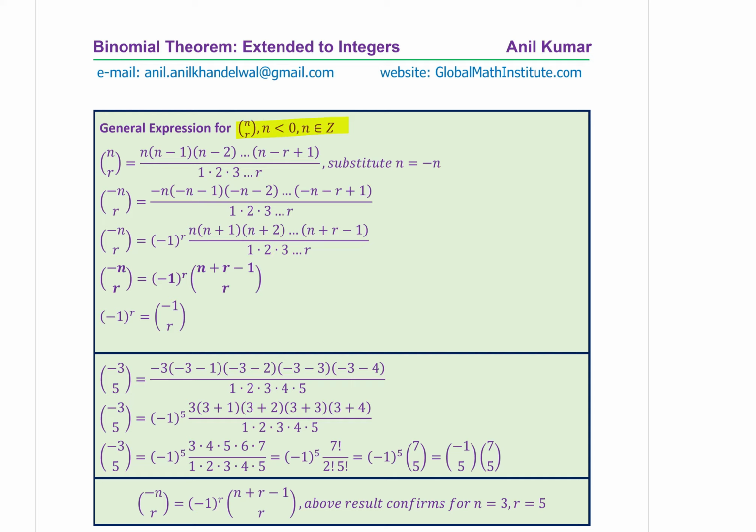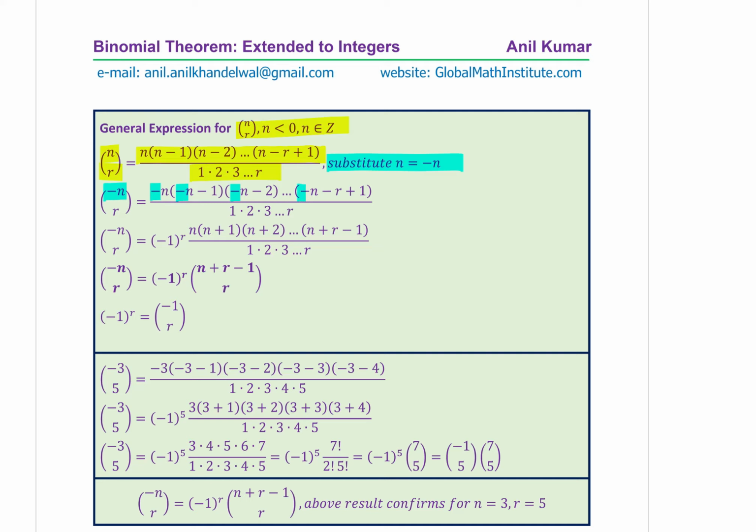So let's summarize. So NCR in general for us is n times n minus 1 times n minus 2 till n minus r plus 1 divided by r factorial, which is 1 times 2 times 3 times r. Correct? That's the formula which we just got. And now what are we going to do? We're going to substitute n with minus n. That is the whole objective, correct? So we are substituting this with minus n, and all these terms will come with this negative n.